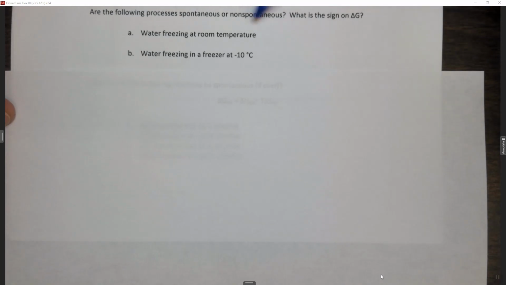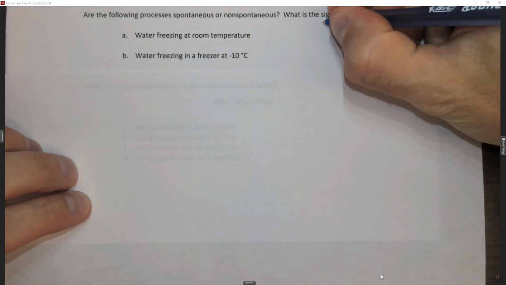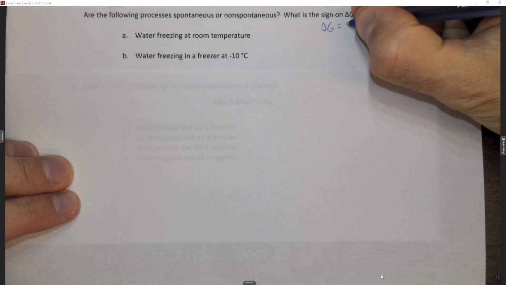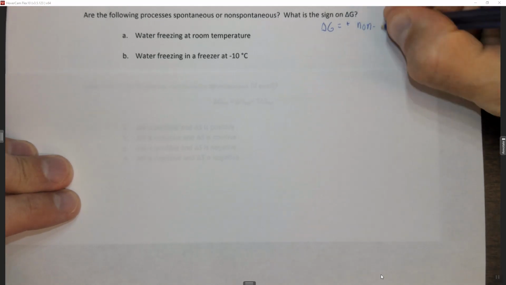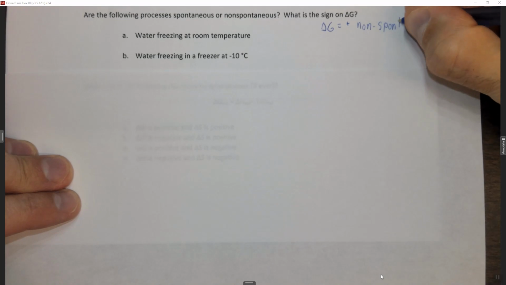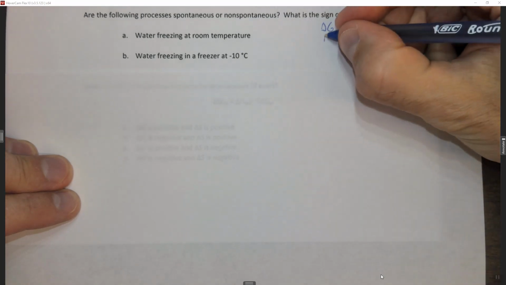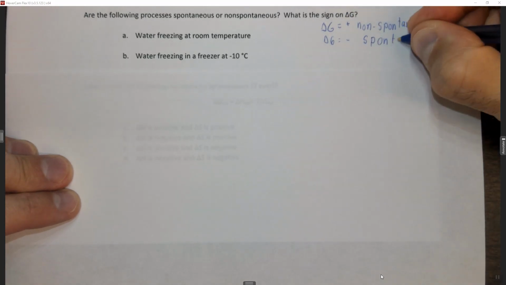It says, are the following processes spontaneous or non-spontaneous? What is the sign of delta G? So in the previous examples, we've looked at delta S, entropy, and here we're looking at delta G, the Gibbs free energy. And if delta G is a positive value, then the reaction is going to be non-spontaneous.